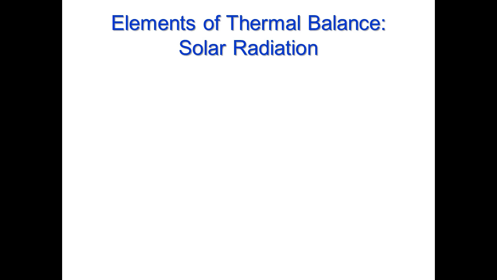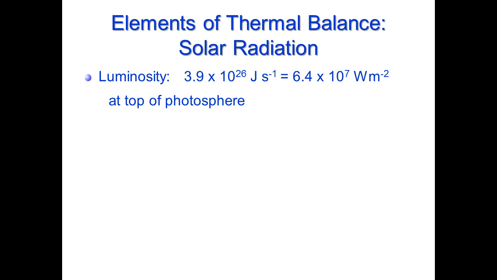Let's begin to talk about elements of the thermal balance of our planet, beginning with solar radiation. Just a few facts and figures. The amount of energy emitted by the sun is spectacular, about 4 times 10 to the 26 joules per second, which if one divides by the surface area at the top of the photosphere, one arrives at the figure of about 65 million watts per meter squared.